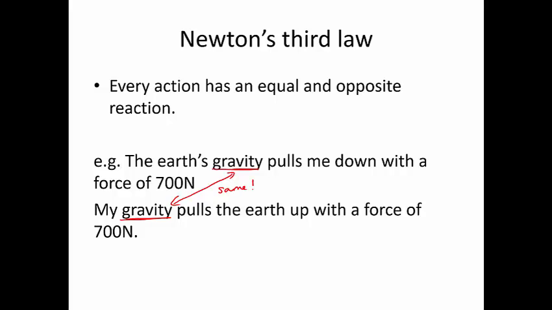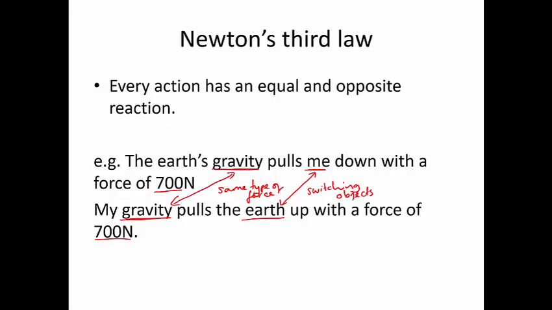You can see that they are both the same type of force. For an equal and opposite pair, the force type always has to be the same, but they are acting on different things. So the Earth's gravity pulling me down is equal and opposite to my gravity pulling the Earth up. It's switching which way round the force is going.